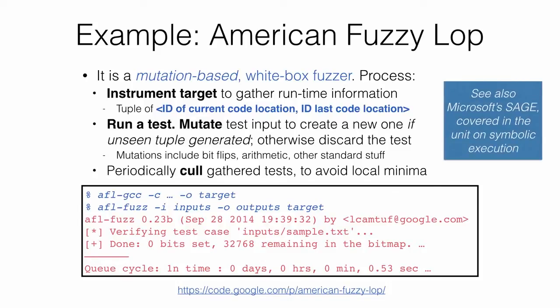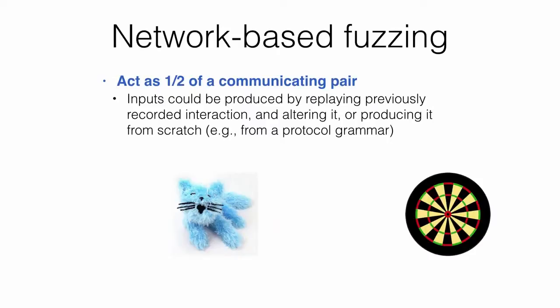Another example of a white box fuzzer is Sage, and this uses symbolic execution as its underlying test generation technology. We talked about Sage in the prior unit on symbolic execution. Another kind of fuzzer is a network-based fuzzer. In one role, it can act as one half of a communicating pair, sending messages to and from a target program, trying to get it to crash. Inputs could be produced by replaying a previously recorded interaction and mutating it, or by producing an interaction from scratch, for example, from a protocol grammar.